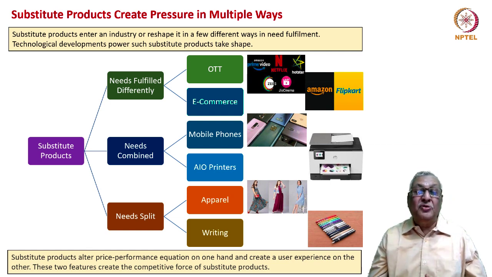So substitute products fulfill demands in different manners, and the pressure that arises from the substitute products therefore would also be different. The price performance equation on one hand and the user experience on the other hand, these are the two sides of the balance that influence how substitute products make the grade in an industry which is filled with the existing products. The force of substitute products comes from this need fulfillment as well as the user experience that arises from the need fulfillment.